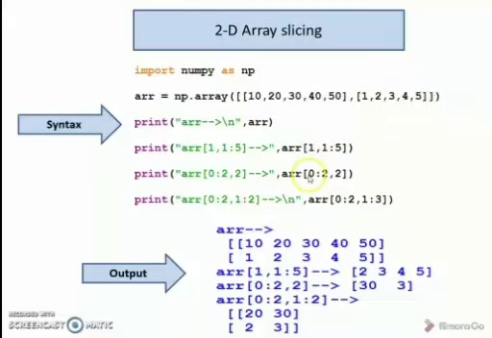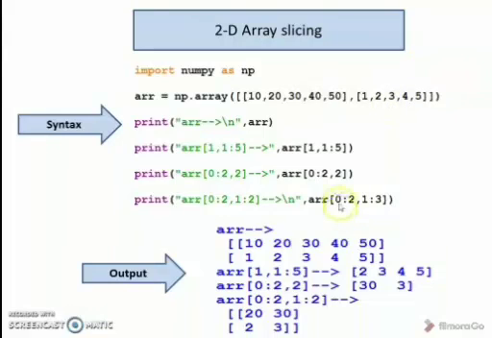When we write 0:2, 2, we are accessing both rows because 0:2 will give you 0 and 1. So from each row we are accessing the element at index 2. So the output will be from the first row, the element at index 2 is 30. From the second row, the element at index 2 is 3. So the output will be 30 and 3.